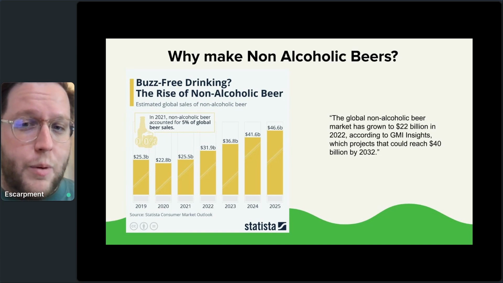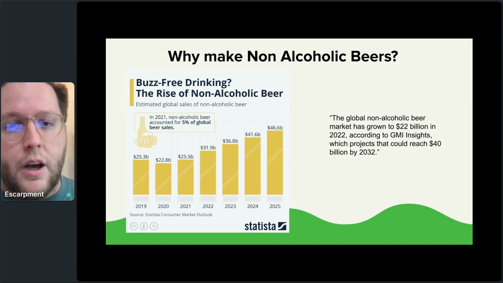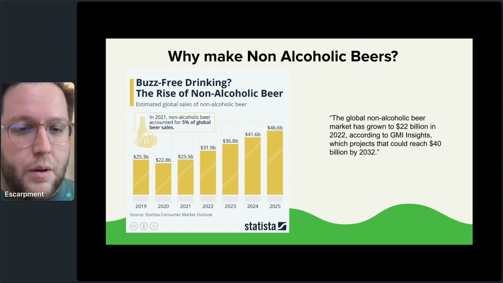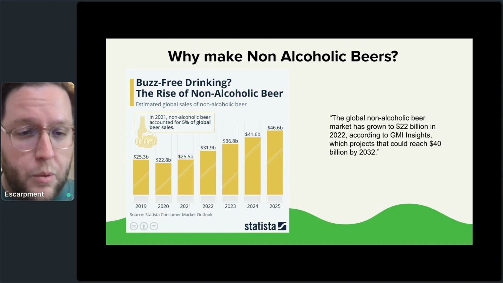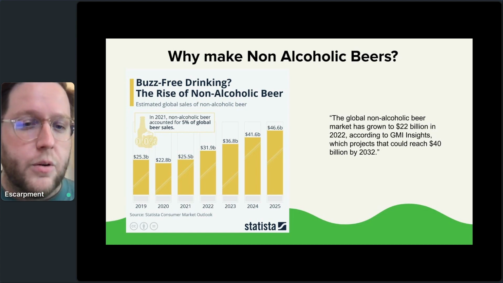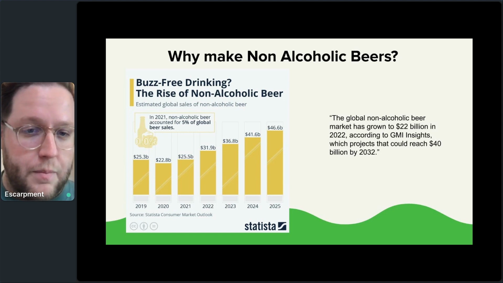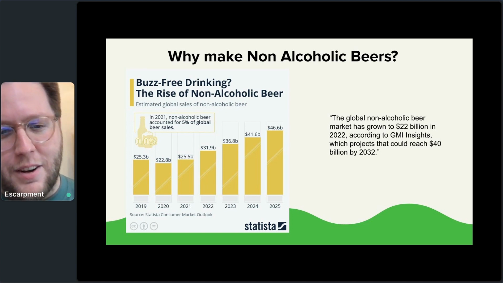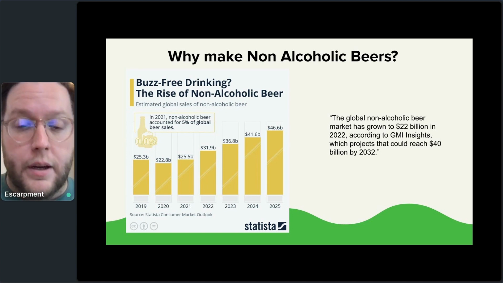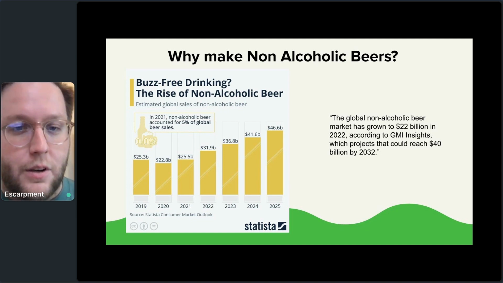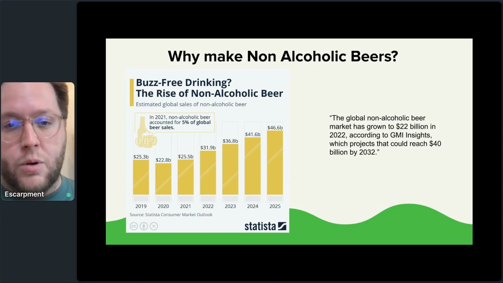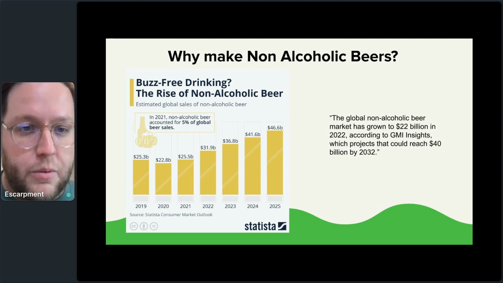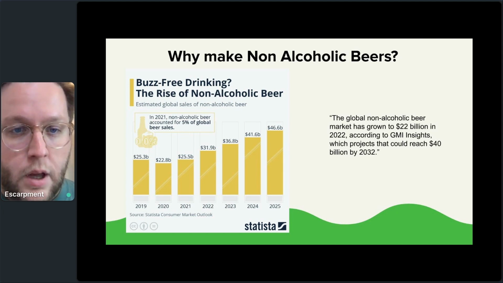Okay, so why would we make non-alcoholic beers? There's a few factors that I'll dive into. So number one is it's actually a growing market. On the commercial side, except for 2020, when people were drinking alcoholic beer en masse, the non-alcoholic beer market has been growing, and it's forecasted to continue to grow pretty aggressively. We're really in the growth years right now in terms of non-alcoholic beer globally.